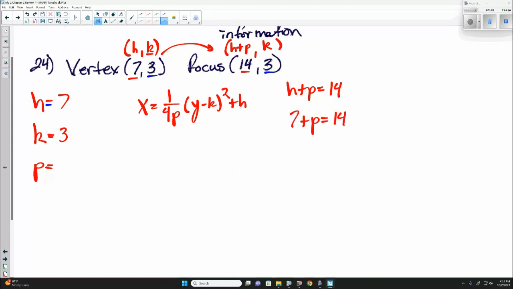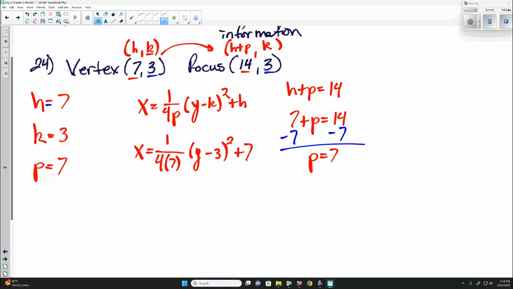Now, unlike the other ones, h is not 0. In this case, it's 7. And we do need to solve for p by subtracting 7 from both sides. And it tells us p is 7. Now, at this point here, we can plug in the values of p, h, and k. Do make sure to plug them in the correct locations. Now, when we simplify 1 over 4 times 7, we get 1/28 times y minus 3 squared plus 7.